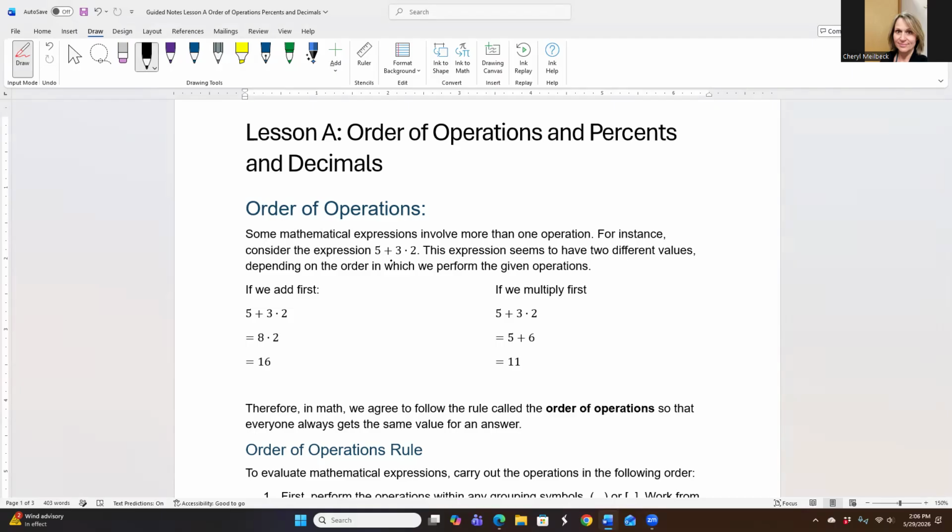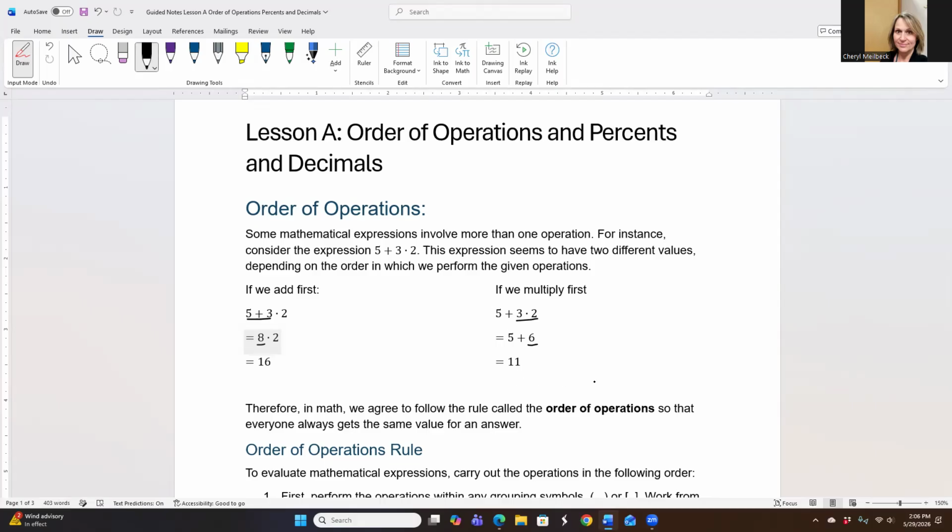For instance, consider the expression 5 plus 3 times 2. This expression seems to have two different values depending on which order we perform the given operations. If we add first, we would add 5 plus 3 to give us 8, and then 8 times 2 is 16. If we multiply first, we would do the 3 times 2 first to get 6, and then 5 plus the 6 gives us 11.